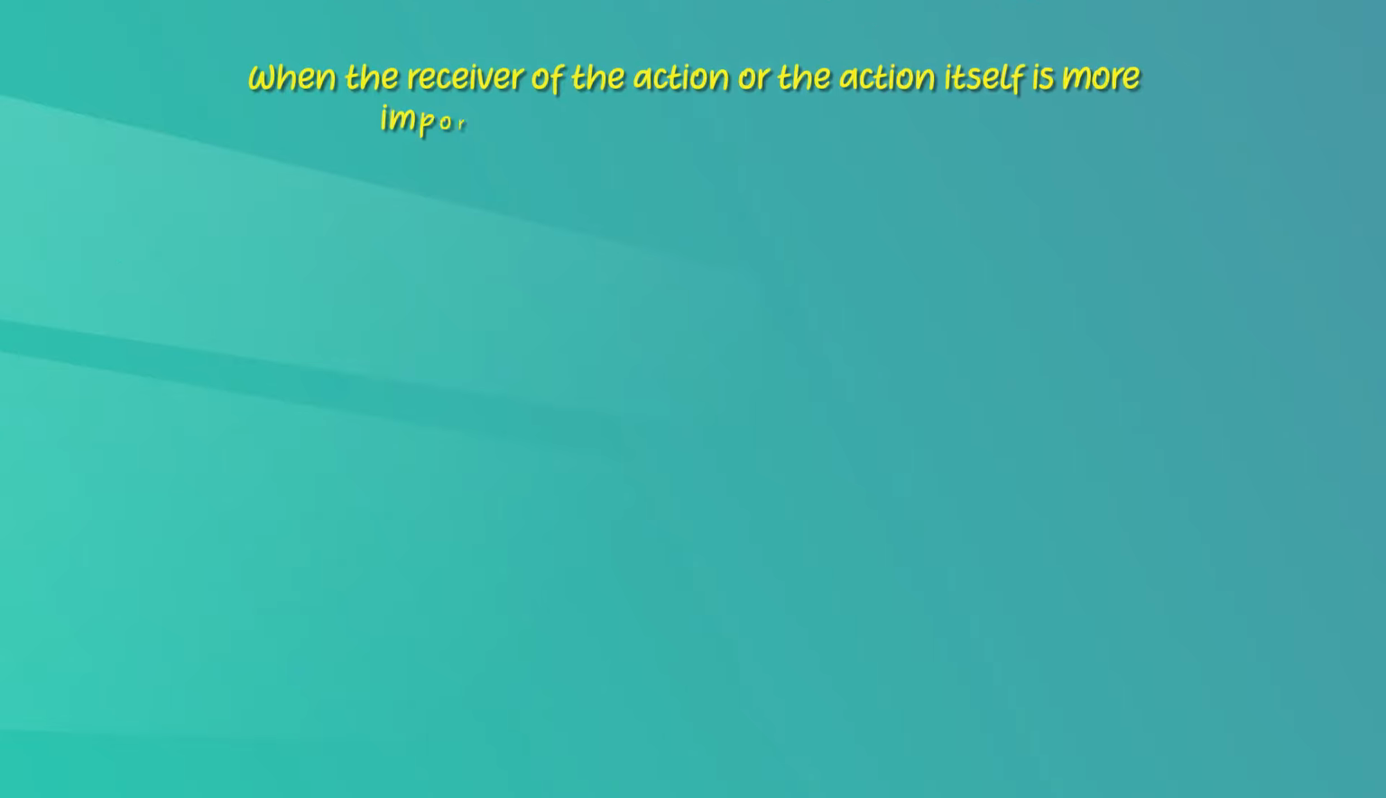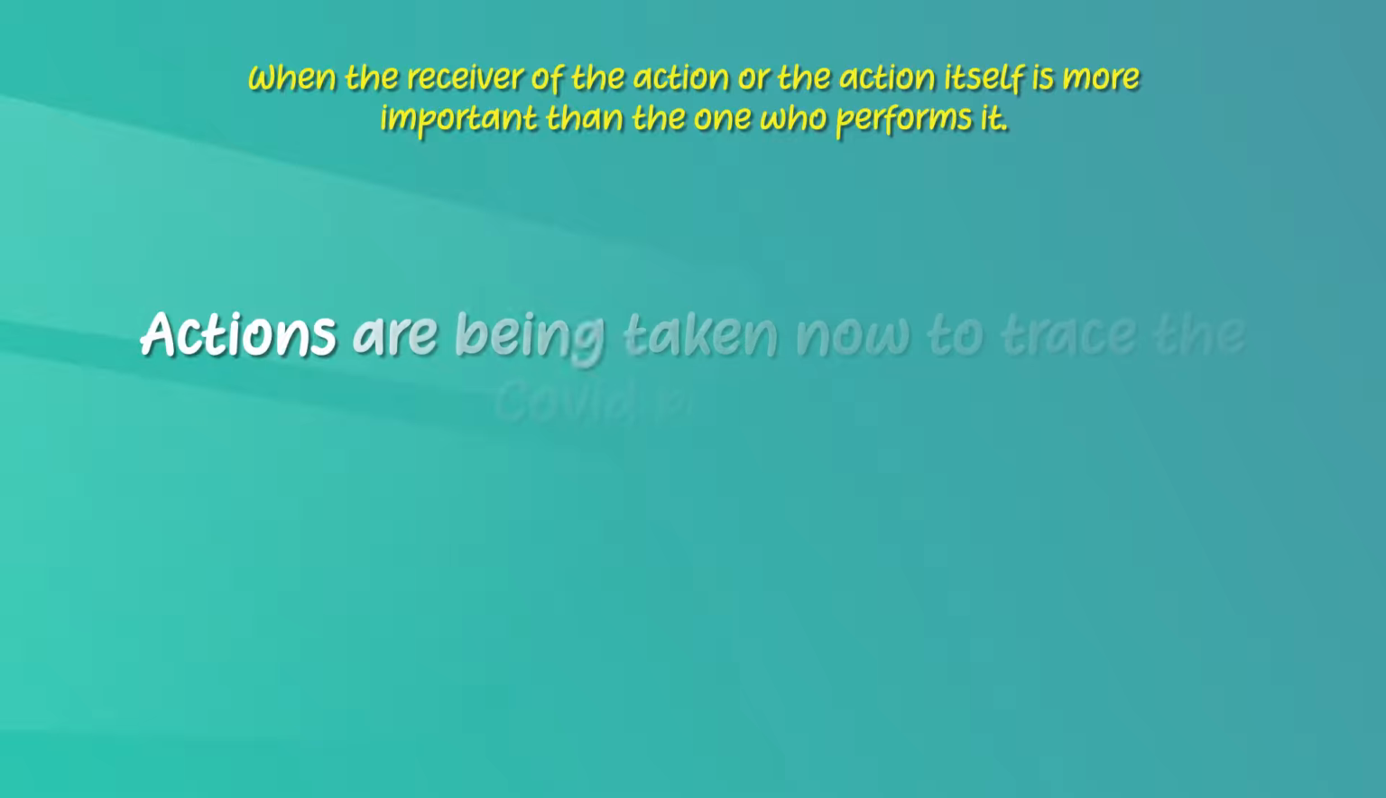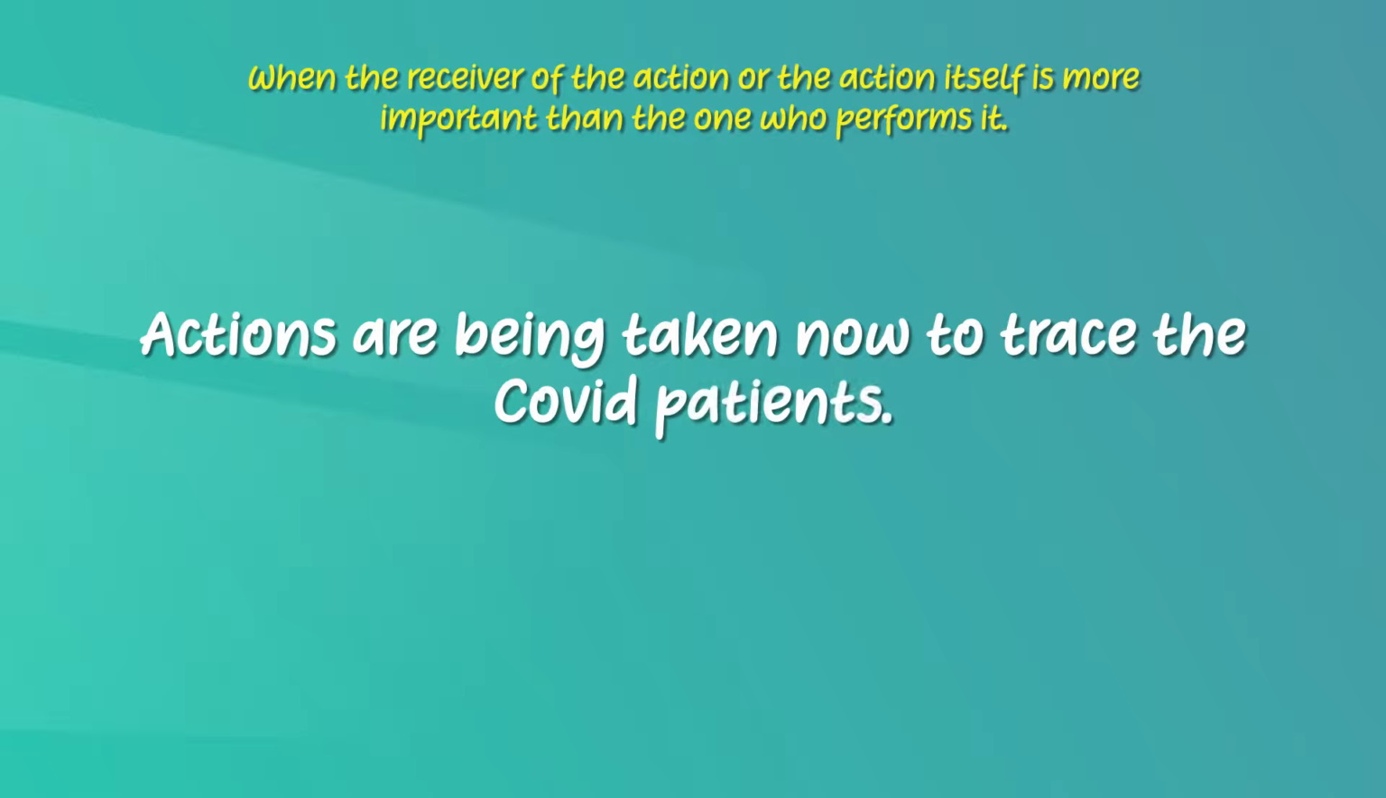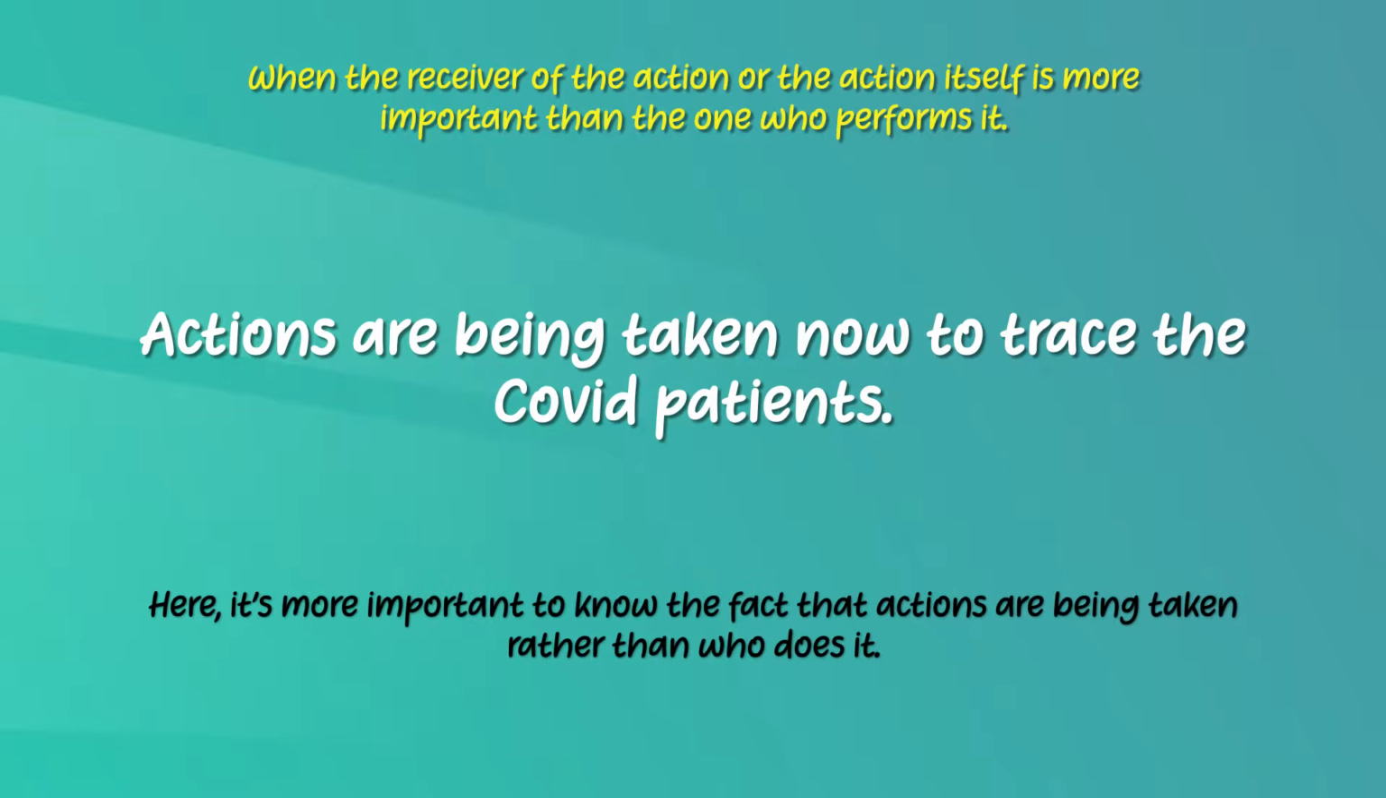Okay children, now that you know how to form the passive, let me explain further why we need it. I will show you 3 situations where we use passive voice instead of active voice. Like I told you earlier, we use passive voice when the receiver of the action or the action itself is more important than the one who performs it. For example, read this sentence. Actions are being taken now to trace the COVID patients. Here it's more important to know the fact that actions are being taken rather than who does it.